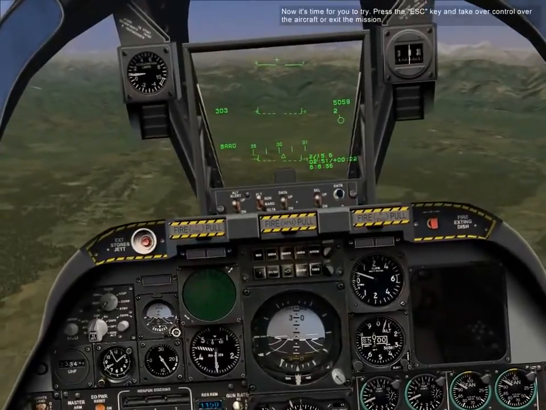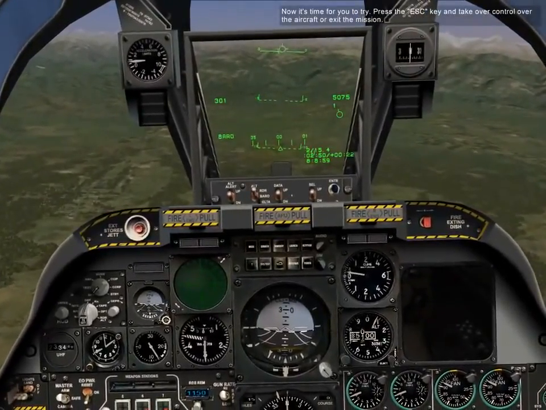Now it's time for you to try. Press the escape key and take control over the aircraft.